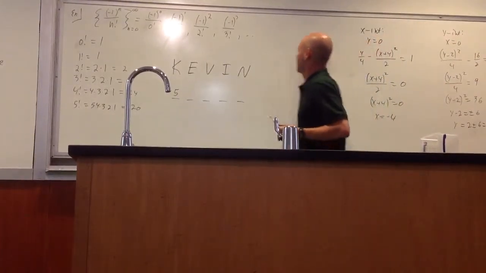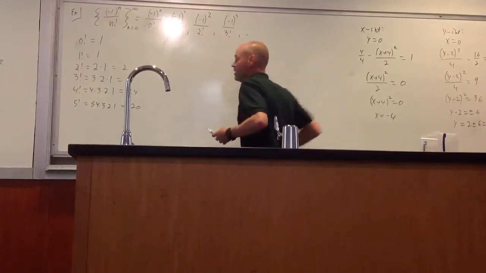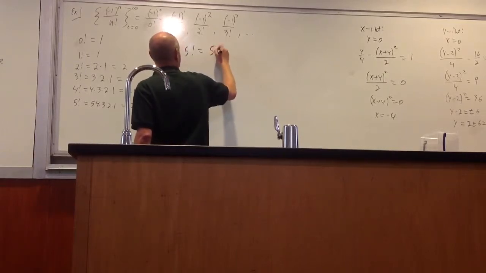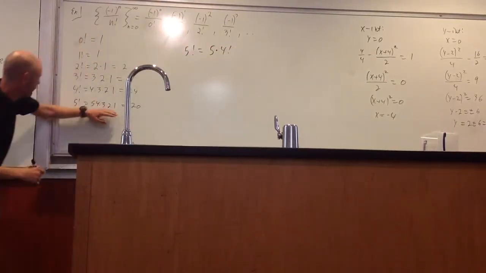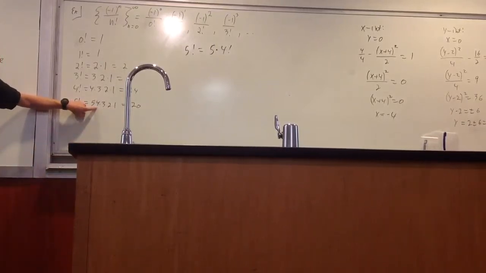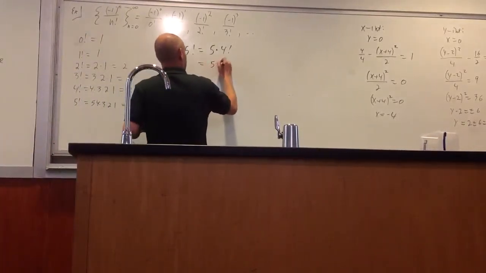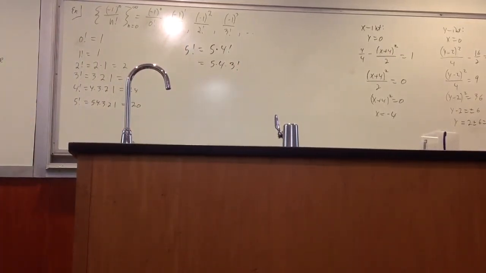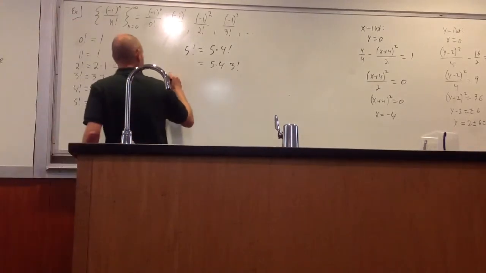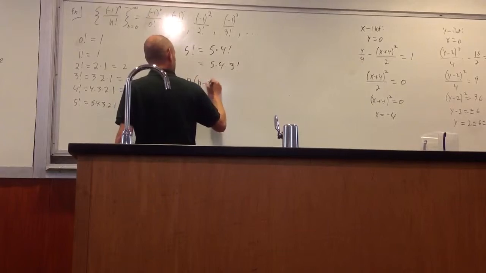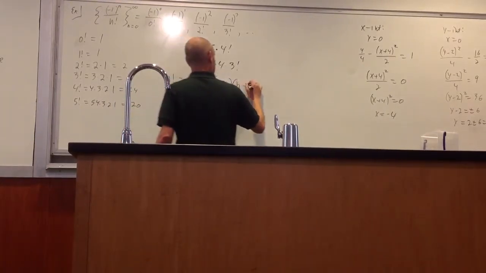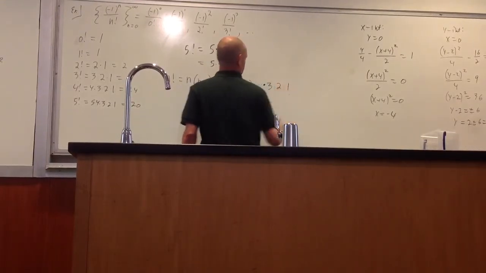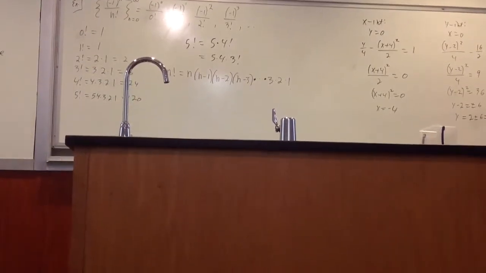I want to go back and I want to notice that 5 factorial is the same thing as 5 times 4 factorial. Do you see 4 factorials there? I can also say this statement. Do you see how they're embedded in there? So when we talk about n factorial, this would be the actual definition of n factorial.